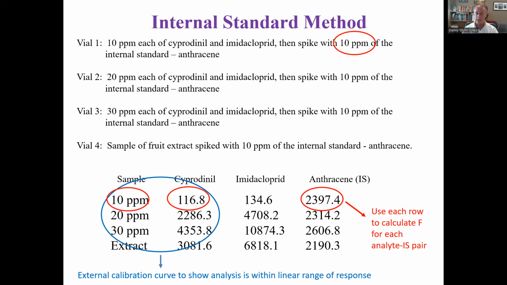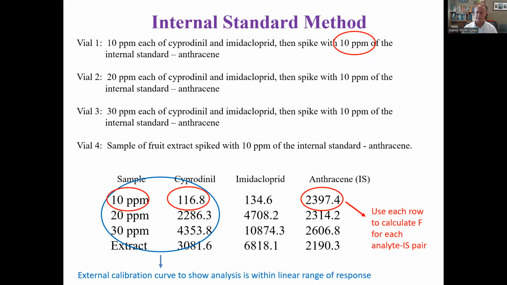Okay, I can do the same thing for imidacloprid. The 10 ppm vial has 10 ppm of imidacloprid, 10 ppm anthracene. I have the signal for both imidacloprid and anthracene. I can calculate the response factor for the imidacloprid anthracene pair. And I can do that 3 times and take an average of those 3, and then use that average response factor to calculate the imidacloprid concentration in the unknown extract. That's how we're going to do it. This way we get multiple response factors. I can take an average, right, and then apply that to whatever unknowns that I'm running.